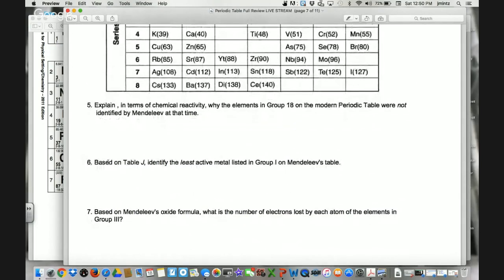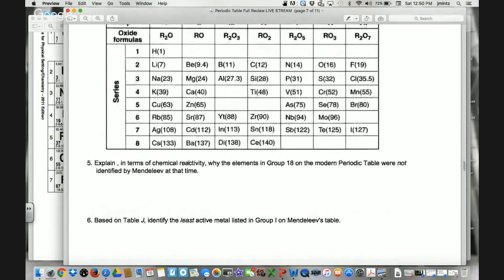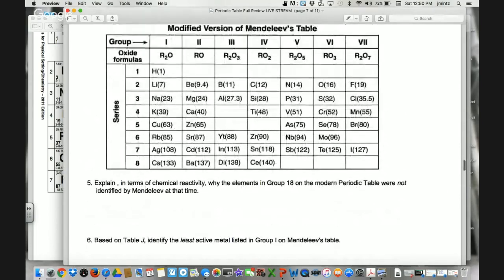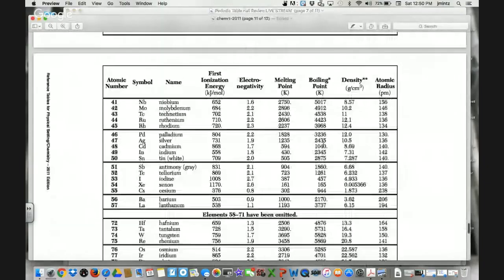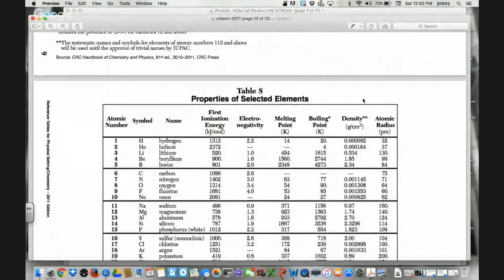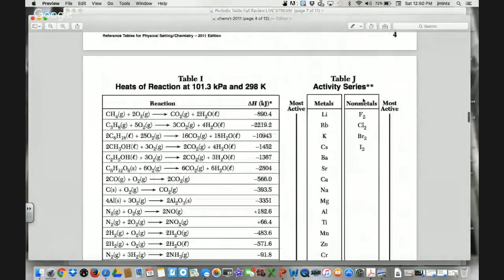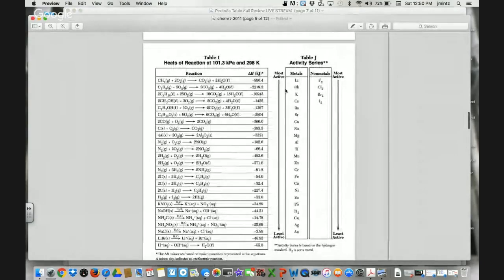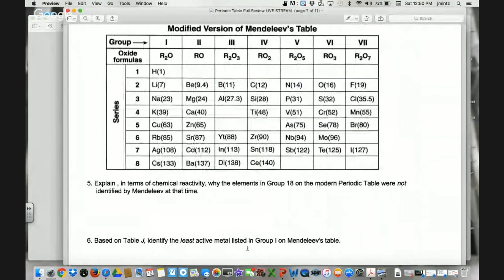Number 6 says, based on Table J, identify the least active metal listed in group 1 on Mendeleev's table. This is a very simple question. You would look at group 1, which is the column here, and then use Table J on your reference to find out which one is least active. Here you are, Table J. Most reactive metals are at the top, least reactive metals are down towards the bottom. So you just compare these and figure out which one is towards the bottom of the table.